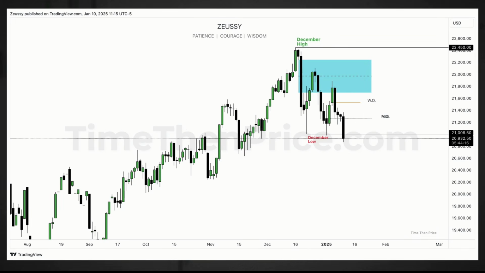Here we're on the daily chart of Nasdaq, and what I want you to see is that I've annotated the December high and the December low. The reason why I've annotated this range is due to the following. At the time of this recording, it is the month of January. It's the first month of the new year, and therefore I pay attention to the reference points of the previous month's high and the previous month's low right away. This is my time cycle theory in action.